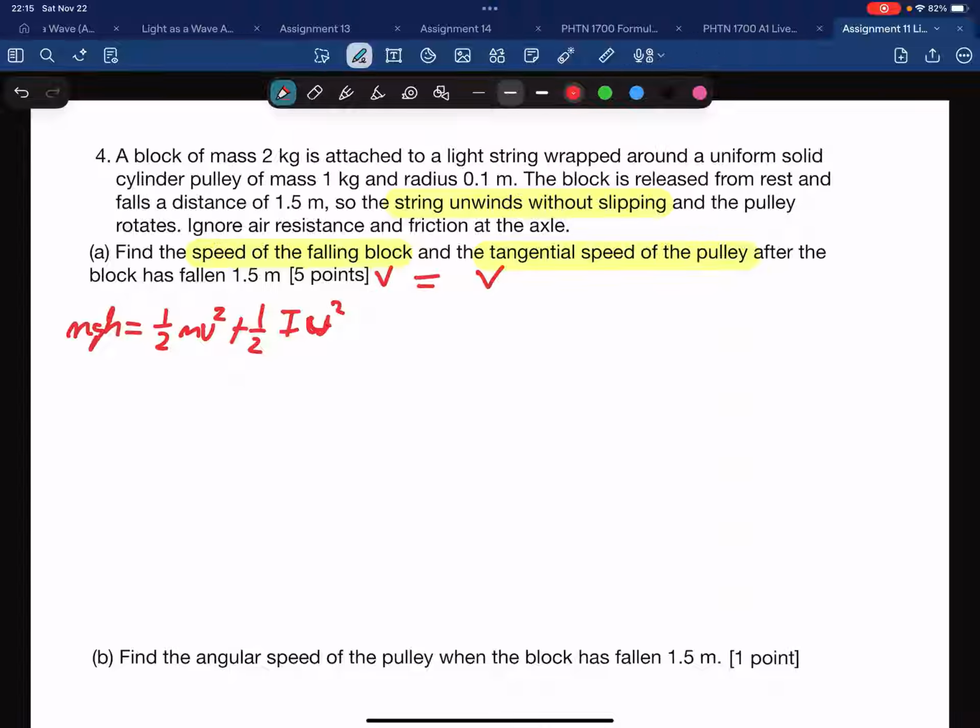Doing some substitutions, I get mgh equals 1/2 mv squared plus 1/2 times the moment of inertia of a cylinder, which is the same as the disk, so that is 1/2 MR squared. I'm using a big M here to show that it is not the same as little m. And omega is v over r, and I square everything in those brackets because omega is squared. I cannot cancel mass because big M is different than little m.